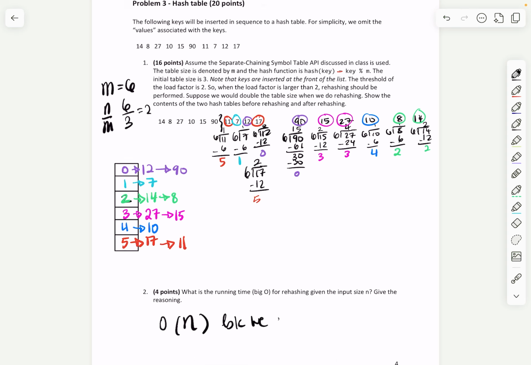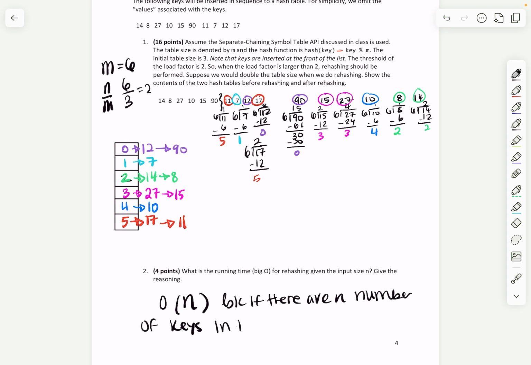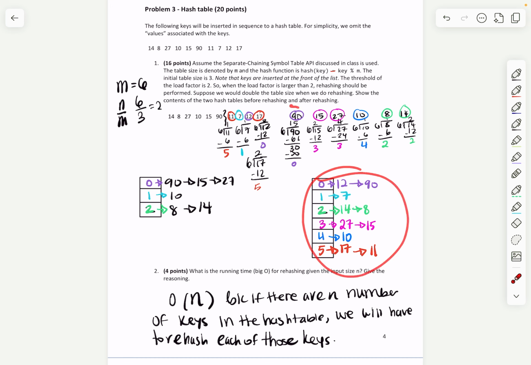Because if there are n number of keys in the hash table, we will have to rehash each of those keys. So this is your table after rehashing, and this is before rehashing, just like we had it before.